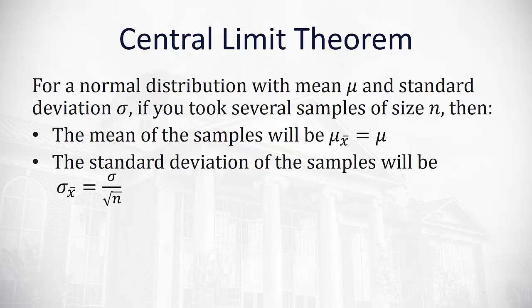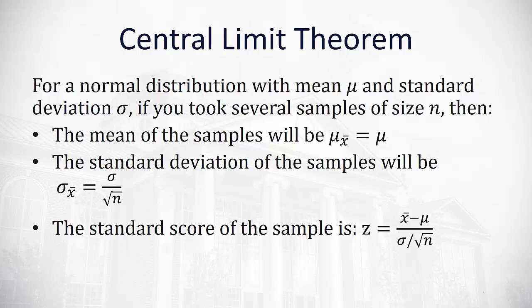So we adjust the standard deviation of the samples to be sigma sub x bar, or the standard deviation of the samples, is the standard deviation of the population divided by the square root of the sample size. We can use this idea to find the z-score of the sample by doing a very similar formula as before, x bar minus mu divided by this new standard error, sigma divided by the square root of n.